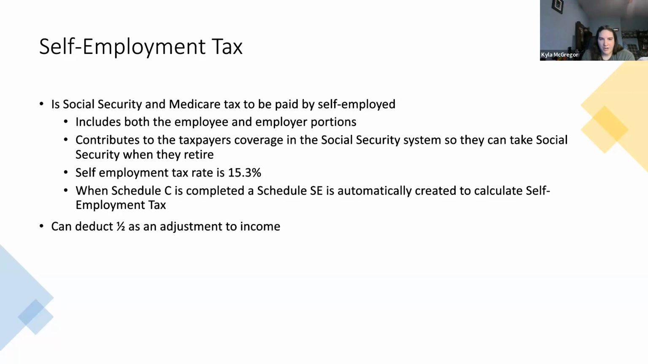The other thing about SE is you will be able to take half of it as a deduction. So this is, again, not a credit, it's an adjustment to your income. It'll reduce your overall income, but it's only half of the SE tax. And this will automatically be carried over when you put your Schedule C and it reports on the Schedule SE. It'll put half on the adjustments to income section. Any questions about this?